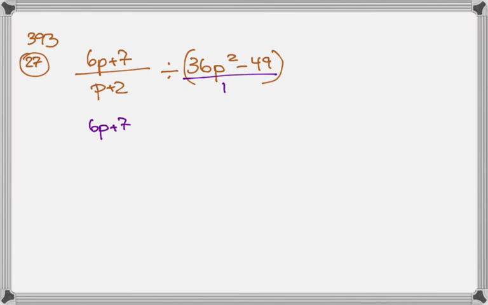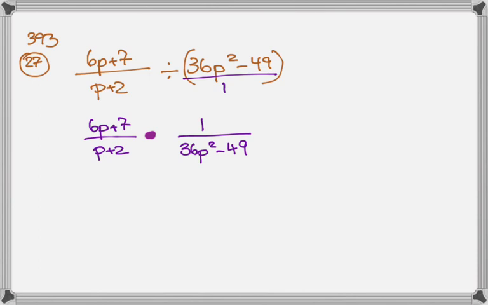We're going to rewrite it into multiplication. 6p plus 7 over p plus 2 times, who can tell me times what? 1 over 36p squared minus 49. Right, 1 over 36p squared minus 49. And now we have to see what we can reduce by factoring.